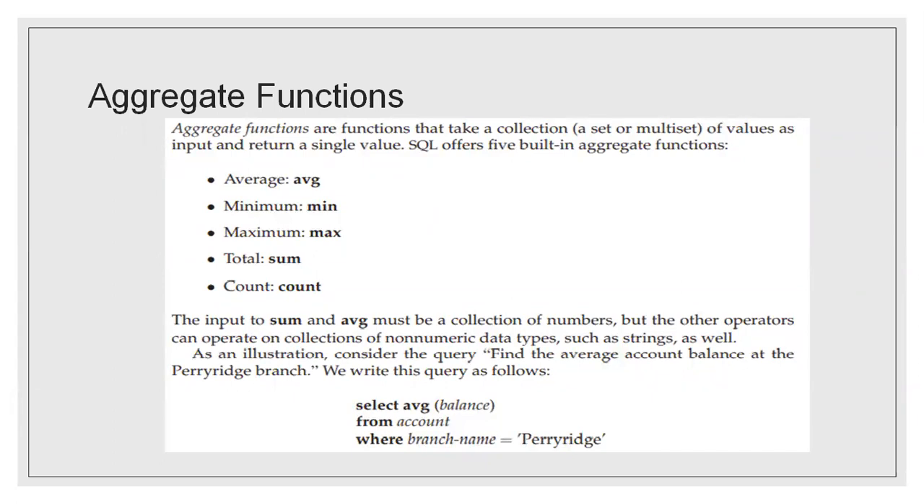For example, we will see only one query here. Select average balance from account where branch name equal to Perryridge. Here in this aggregate function, you can see we have used only one, that is average, AVG. So this AVG will give the average balance from the account of the branch Perryridge. In this way, AVG for average, min, max, sum and count will be used to find the appropriate result in the query.